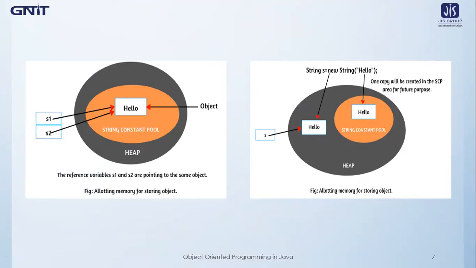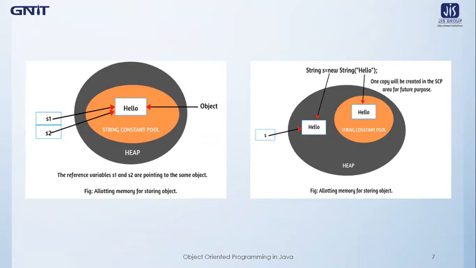After storing this object into the memory, JVM will make this reference variable s point to this object. That means in this case, whenever this statement is executed, memory allocation will be done in the heap area for the object. This is the string literal that has been passed as a value to the string class constructor, and this s, which is a reference variable of the string class, will now point to this object in the heap area, as you can see in this figure.